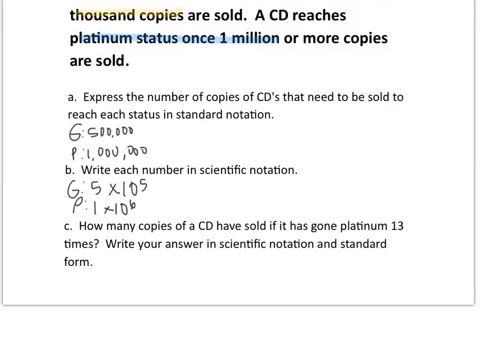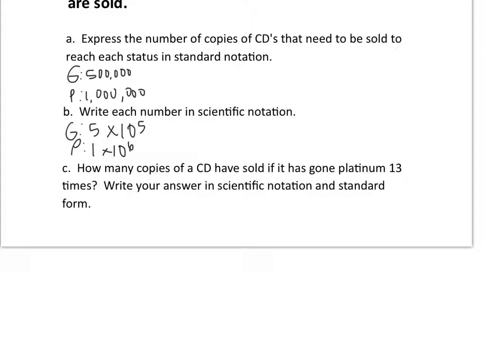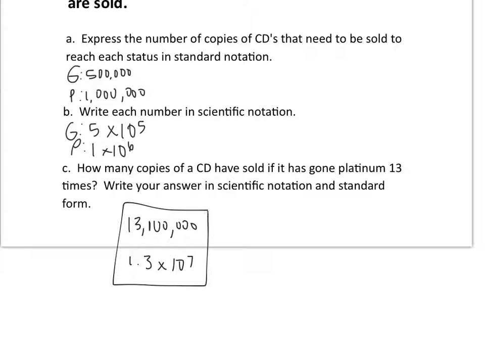And part C says, how many copies of a CD have sold if it has gone platinum 13 times? Write your answer in scientific notation in standard form. Well, to go platinum, you need 1 million CDs. So in standard form, that would be 13 million, right? 1 million times 13. And then in scientific notation, it would be 1.3 times 10 to the 7th. That would be my final answer.